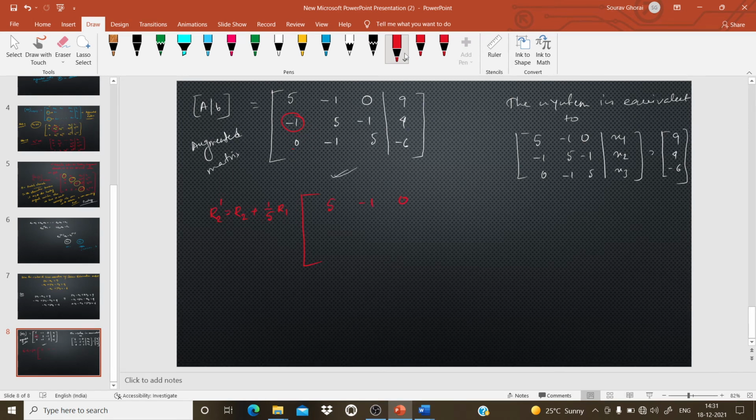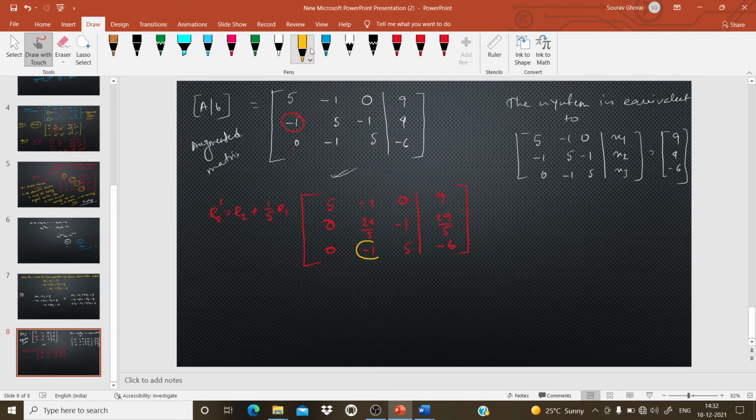So from here what we get? 5, -1, 0, and this is 9. This will be 0. If we calculate, we get 24 by 5, and this remains the same, and this will be 29 by 5. This is now 0, this is minus 1, this is 5, and this is minus 6.